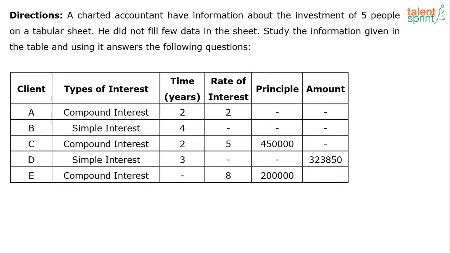So he talks about a chartered accountant. A chartered accountant has information about the investment of 5 people on a tabular sheet. He did not fill a few data in the sheet. Study the information given in the table and using it, answer the following questions. So look at the table first and then I'll present the questions to you all.